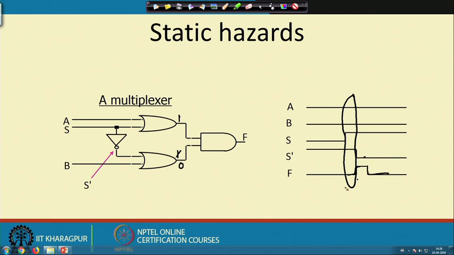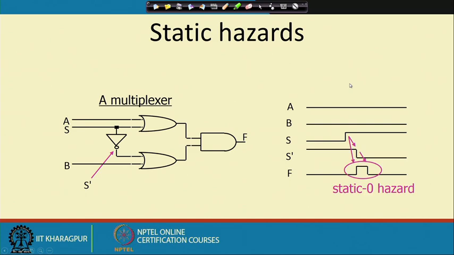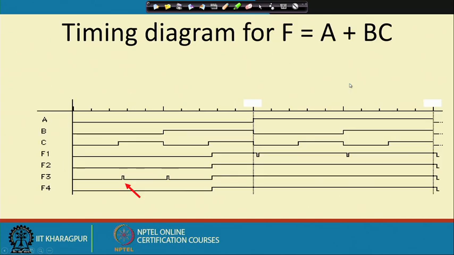So, you see that ideally we should not have this glitch, but here, due to the presence of the inverter delay, this glitch is appearing. So, this is a static hazard. This is the static hazard that we have. On the A plus B C function, there can be multiple hazards that can occur. We will see them for a few cases.